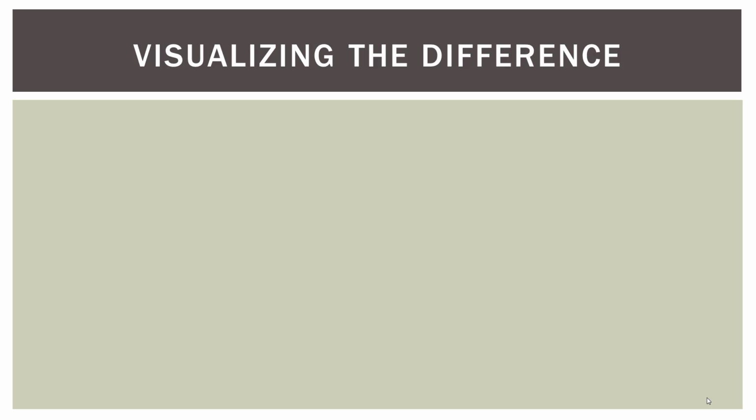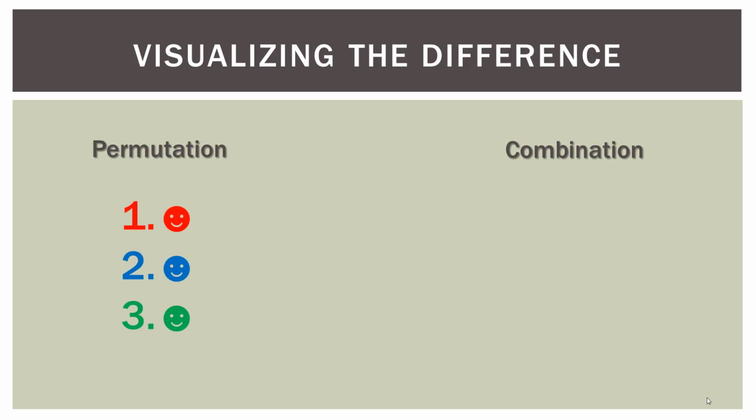Okay, let's just review and then we're done. A permutation is an ordered list. So in our smiley face example, in the first slot we had 3 choices, in the second slot we had 2 choices, in the third slot we had 1 choice. So in this case, we'd have 3 times 2 times 1, which is 6 different ordered lists.